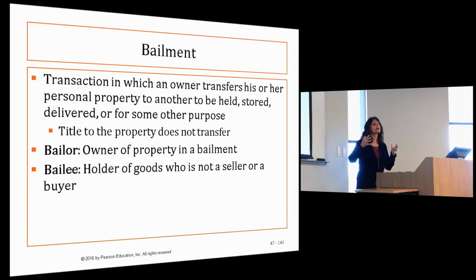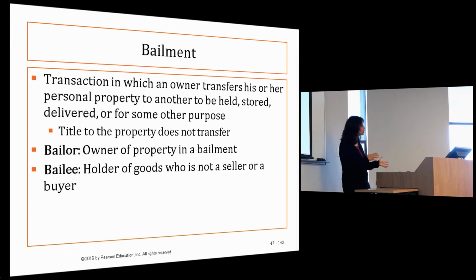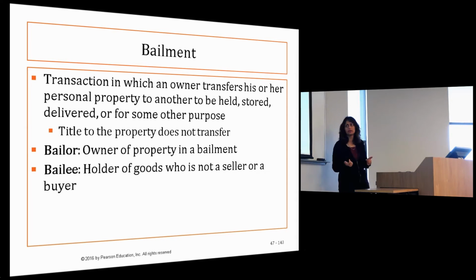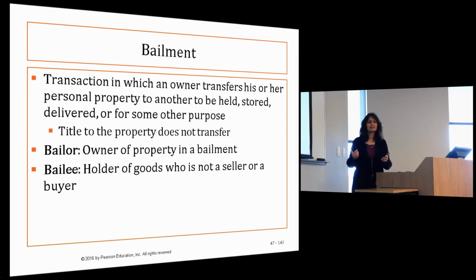And what are the rights and responsibilities, for example, in a bailment situation? So the first thing is, title of the property does not transfer, because bailment is not changing ownership. It is just someone holding property for some period of time. And once again, we can't talk about a new area of the law without naming the parties. Bailor, bailee. So what are we talking about here? Bailor is the owner of the property in a bailment.